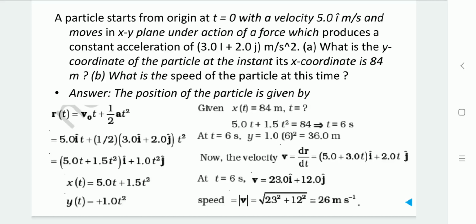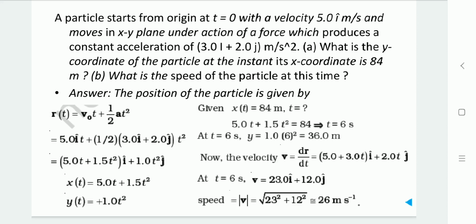So the i component is noted as the x coordinate. So x of t is 5t plus 1.5 t square, and for the y component we have 1 t square. So this is what we get as the position in y coordinate, that is 1 t square. Now we need to determine the time.